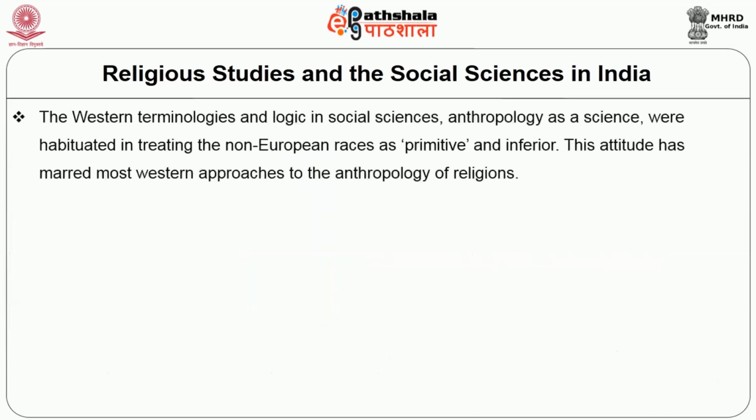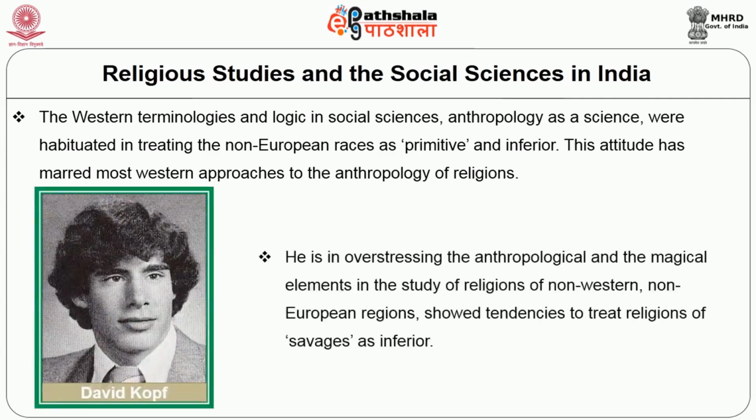The Western terminologies and logic in social sciences, anthropology as a science, were habituated in treating the non-European races as primitive and inferior. This attitude has marred most Western approaches to the anthropology of religions. Some of the Chicago school thinkers like David Koff, in overstressing the anthropological and the magical elements in the study of religions of non-Western, non-European regions, showed tendencies to treat the religions of the savages as inferior.